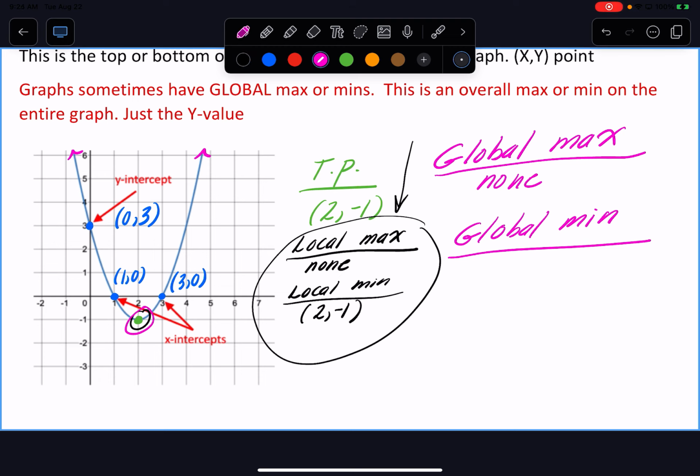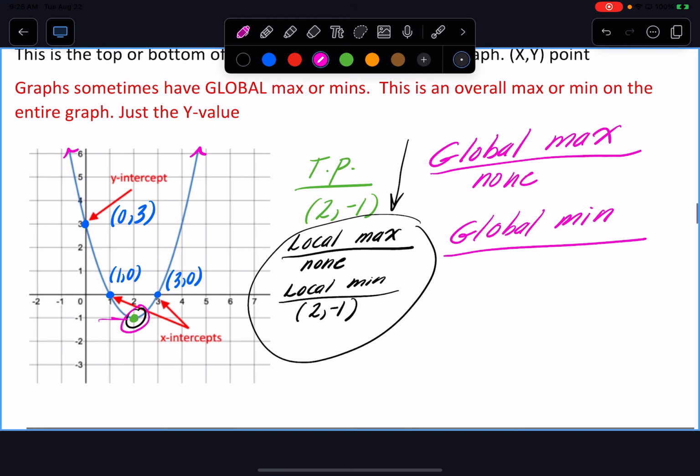So on this, the global min, it's interesting. Honestly, on the test, I won't care if you write it as an XY point, but I believe from my research, the computer wants you to type global max and min as just the Y value. So isn't the Y value -1, everyone? So we would say Y equals -1 is the global minimum. That's the furthest down point.